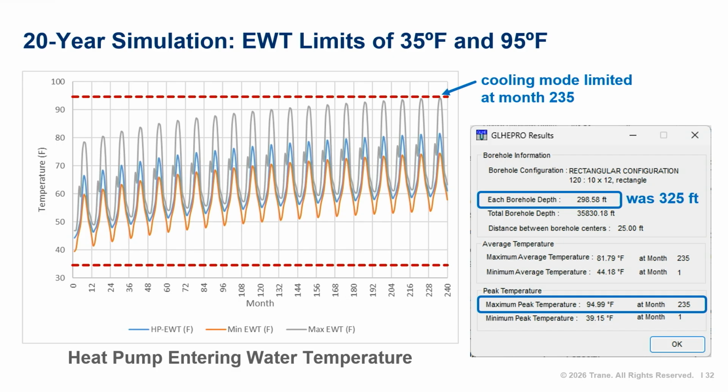Systems that are heating dominant will be constrained by the lower temperature limit and may benefit from heat pumps with lower temperature ratings. Like most engineering decisions, there are trade-offs. Heat pumps that operate with a wider range of entering water temperatures will have higher compressor lift and therefore lower efficiency.